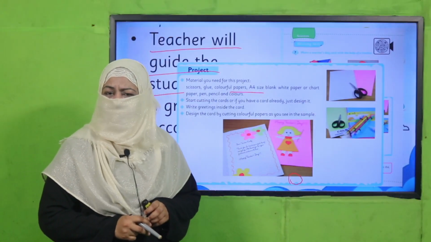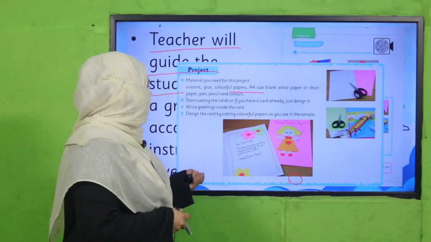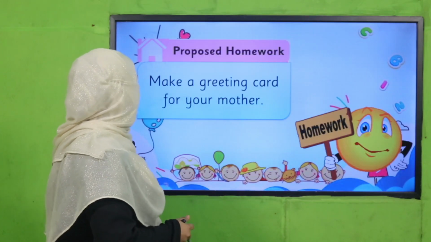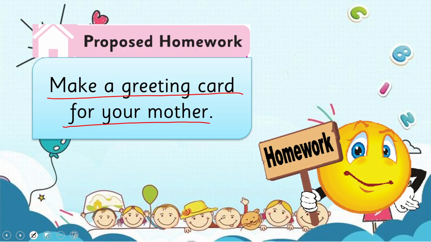Yes, my dear students, are you done with the good job? You like your card? Wonderful. So here I'm giving you homework. At home, you will make a greeting card for your mother. Okay, show your love to your mother as well. And tomorrow you can bring this card to show your teacher as well that you made this card at home.